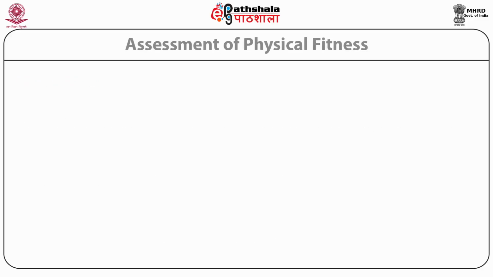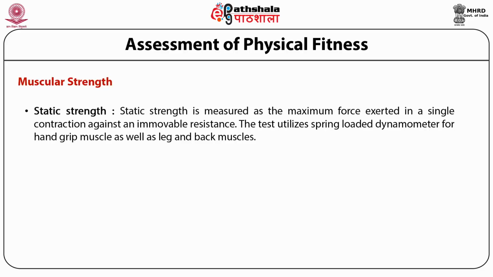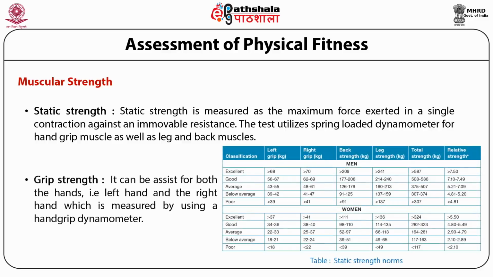Muscular strength can be assessed by using the test of static muscular strength. Static strength is measured as the maximum force exerted in a single contraction against an immovable resistance. The test utilizes a spring-loaded dynamometer for hand grip muscles as well as the leg and back muscles. Grip strength can be assessed for both hands, left and right, measured by using a hand grip dynamometer.